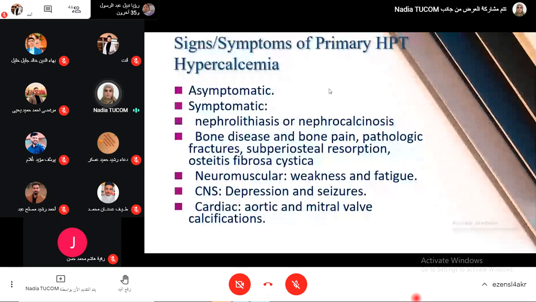muscle weakness and constipation. Bones are the bone manifestations, including bone resorption, bone pain, and pathological fracture due to excess bone resorption and demineralization, by the action or stimulation of osteoclasts. Psychiatric overtones, including depression and mood changes.